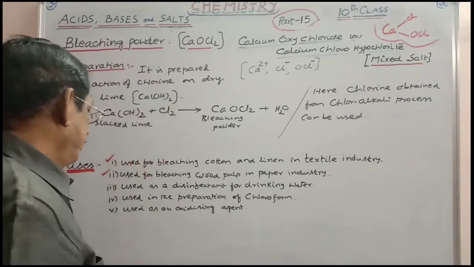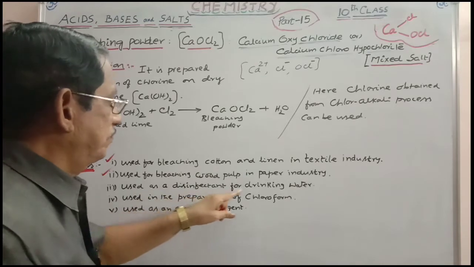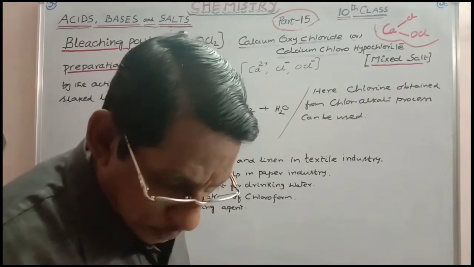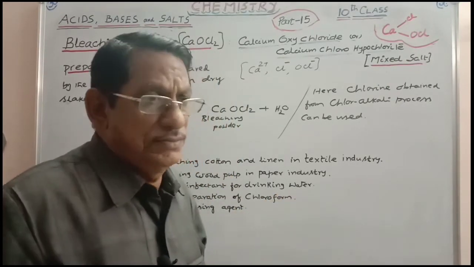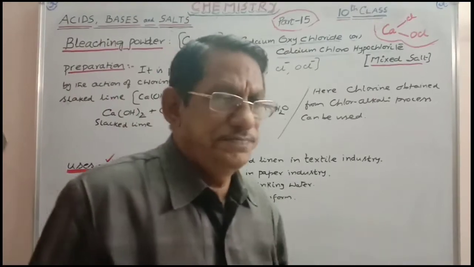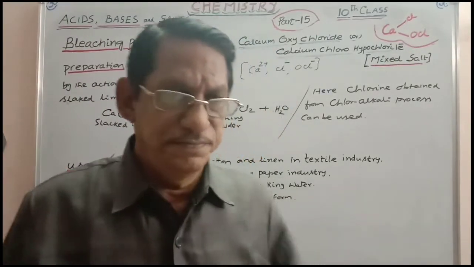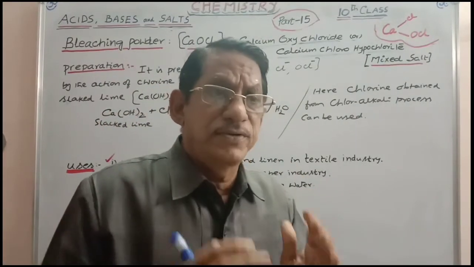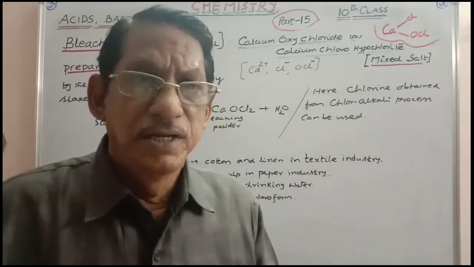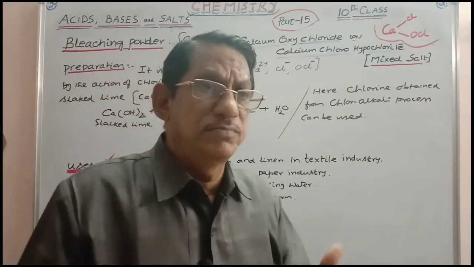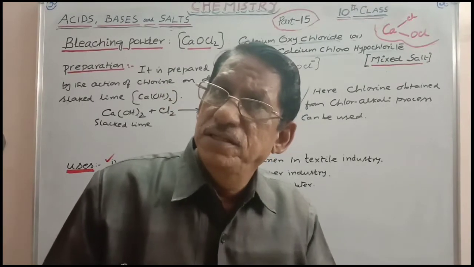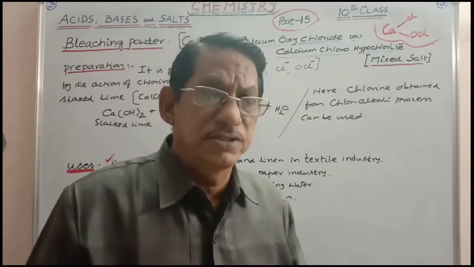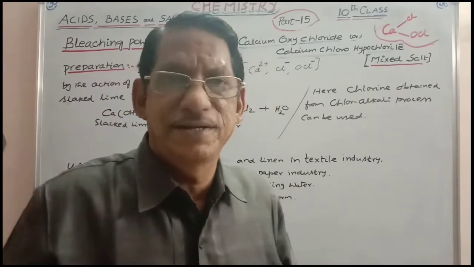So once again, next, used as a disinfectant for drinking water. See here, drinking water contains sometimes bacteria, disease causing bacteria. Then it is not potable water. That means potable water means safe for drinking. If you take ordinary water, it will be associated with so many impurities as well as bacteria, and that bacteria may be disease causing bacteria. If you consume that type of water, you will be suffering from diseases like jaundice, malaria, diarrhea, etc.